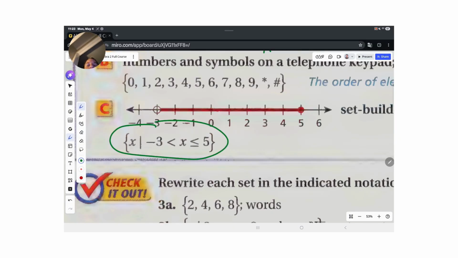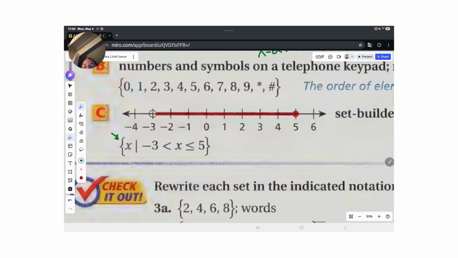Here we are. Let's go ahead and write out just the inequality sign would be this part, right? x is greater than -3, but less than or equal to 5. And now we're ready to put this into our set builder notation. There's our open brace. The set of all numbers x such that x is greater than -3 and less than or equal to 5.